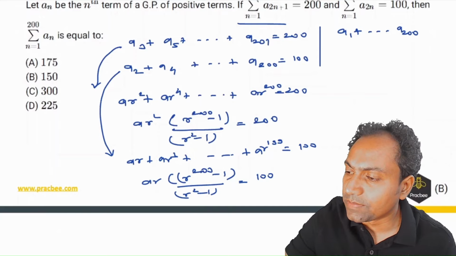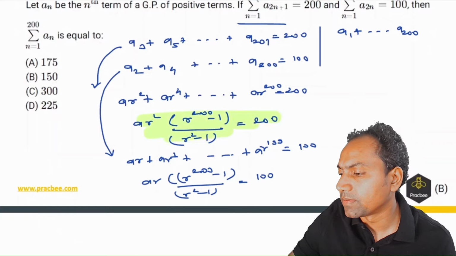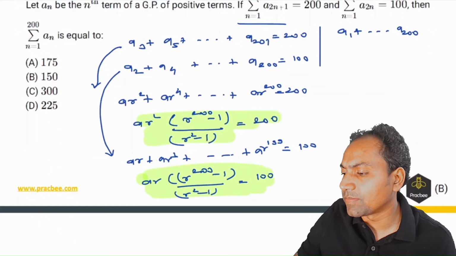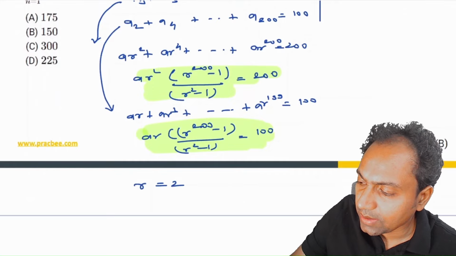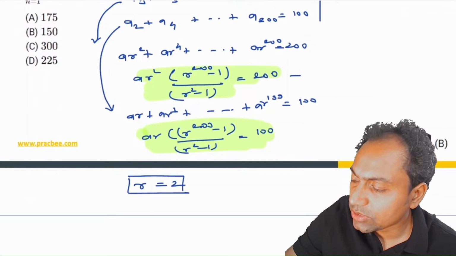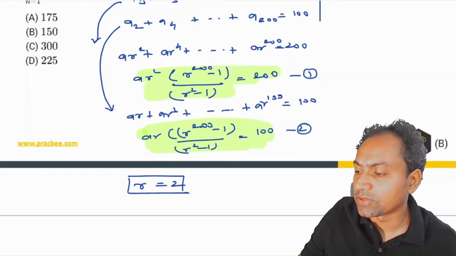Now, if you take this term that we wrote earlier, and if you divide it by this term that we have just got, let us see what we get. So what we get is the value of R. R becomes nothing but 2, just by dividing my first equation by my second equation.